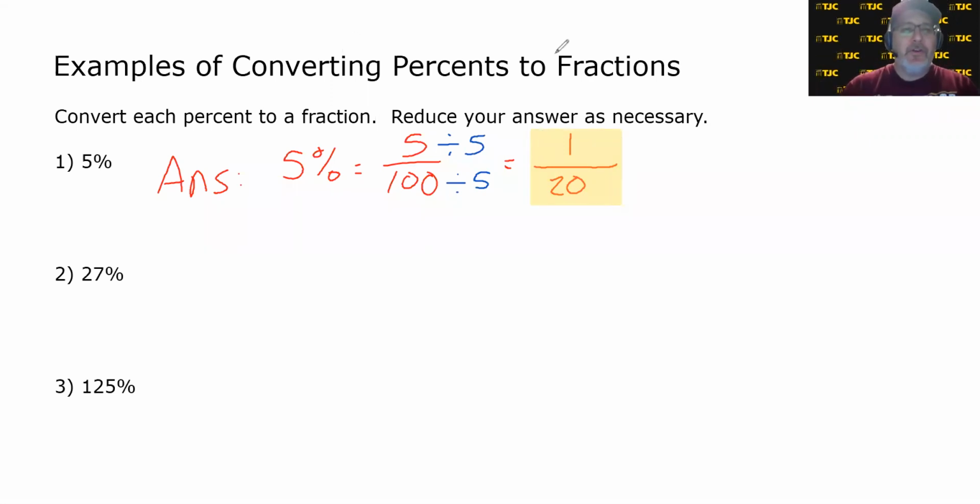Number 2, 27%. Again, we're converting from a percent to a fraction, so we simply have to put the number over 100 and try to reduce it. Notice I said try. 27 is divisible by a few things. It's divisible by 3. It's divisible by 9. Of course, it's divisible by 27.